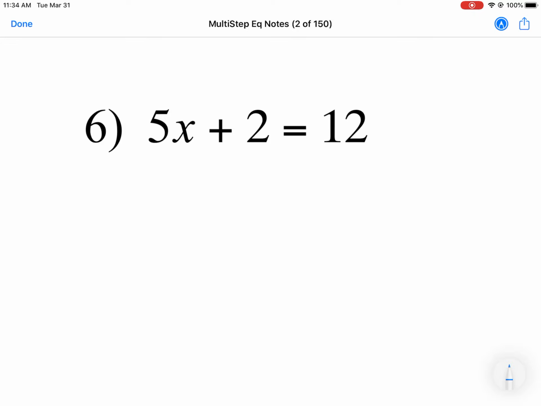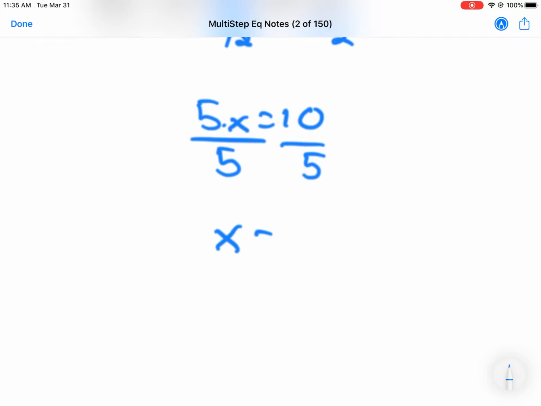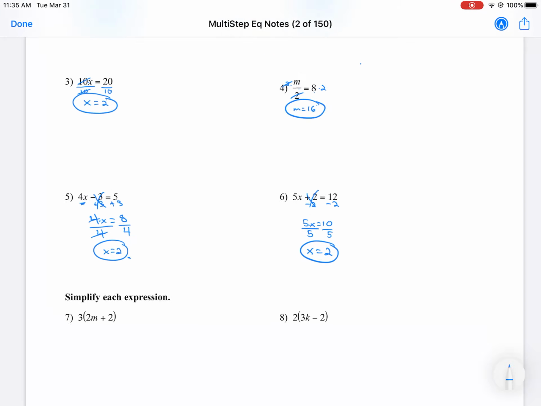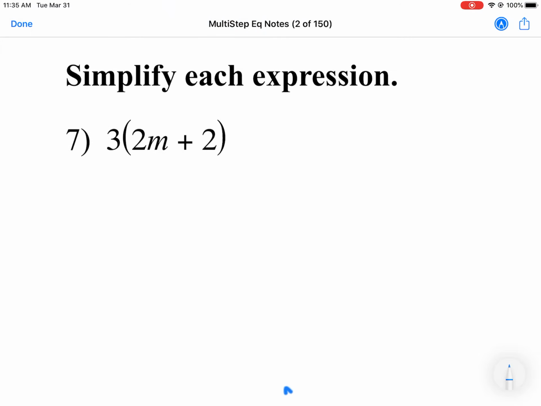Number 6 now. 5x plus 2 equals 12. Now, let's see. Opposite of a plus 2 is a minus 2. So subtract 2 from both sides. And the reason I do that first is because, like we've been doing, we want to get the variable by itself. And we need to get rid of that plus 2 in order to do that. And that will cancel. So we have 5x equals 10. And same thing. That's multiplication. Opposite of multiplying by 5 is to divide both sides by 5. So then we get x equals 2. And that would be our final answer there. Sound good? Alrighty, so that's a quick review on one and two-step equations.